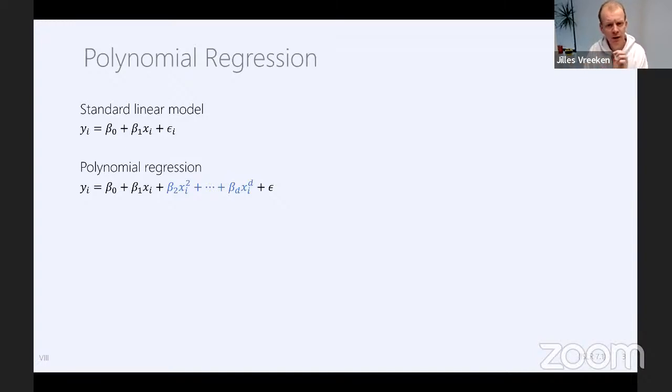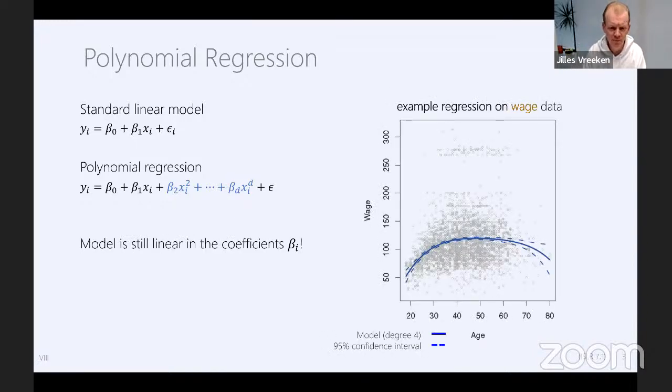Now, on the one hand, the function we get is nonlinear. Obviously, it can be way more wiggly than just a straight line. However, the model, if you look at it, is still linear in the coefficients beta. So beta 1, beta 2, beta 3, it's still linear. We just have some coefficient times a basis function over an input, and we add them together. So it is still linear in the coefficients beta.